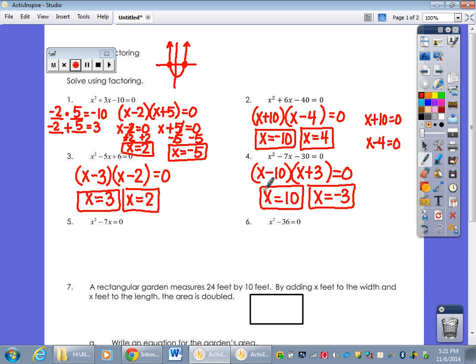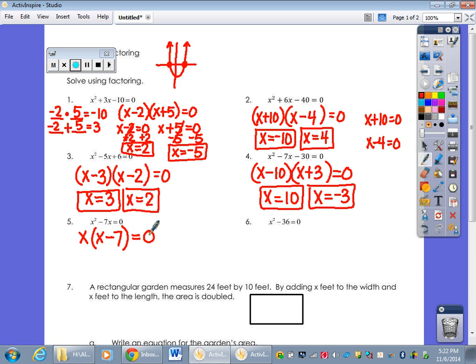In number 5, we have to factor using the greatest common factor, because there's only two terms. So x is what they have in common. So if I factor out an x, x times x gives me x squared, and x times negative 7 gives me negative 7x. So this is how I would factor this one. It would become x times x minus 7. That's pretty much the distributive property backwards.